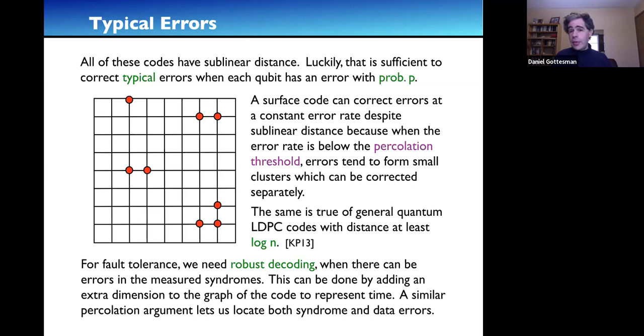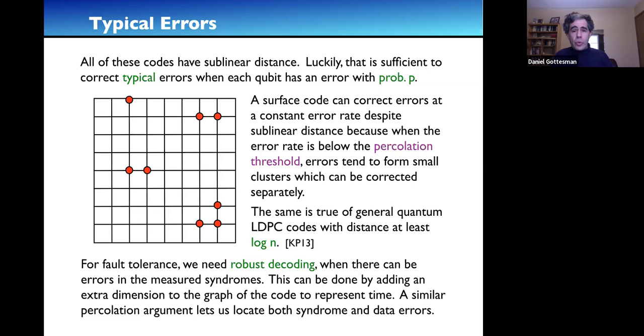So therefore, it turns out that general quantum LDPC codes have a threshold for typical errors, provided the distance is at least order log n. So that's why these hyperbolic 2D surface codes are still useful, even though the distance is only log n. They can correct typical errors, albeit without as much error suppression as a code with a higher distance.